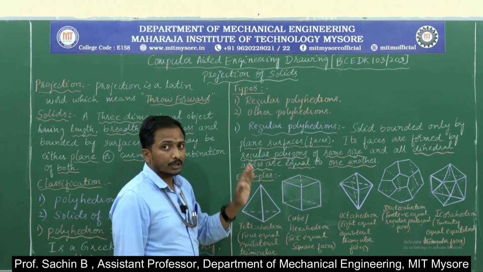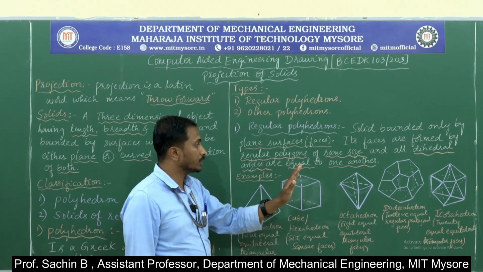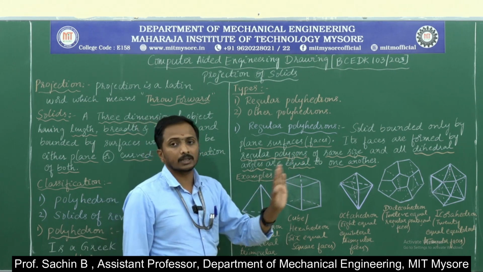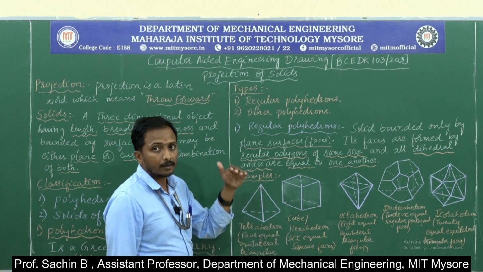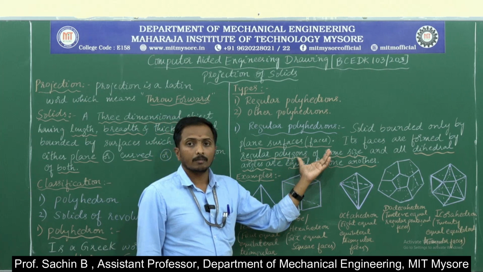This means the faces are regular polygons of the same size, and all the angles are equal to one another. Because of that we are calling them regular polyhedrons.